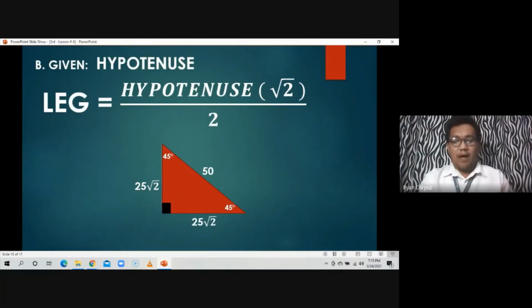So, when the given is a 45, 45, 90 degrees special right triangle, you only need to get one leg, because once you have it, the other leg has the same measure. Not unlike the 30, 60, 90, where you have to get the measure of the other two sides of that special right triangle. Any question? So, where do we use this in quadrilaterals?